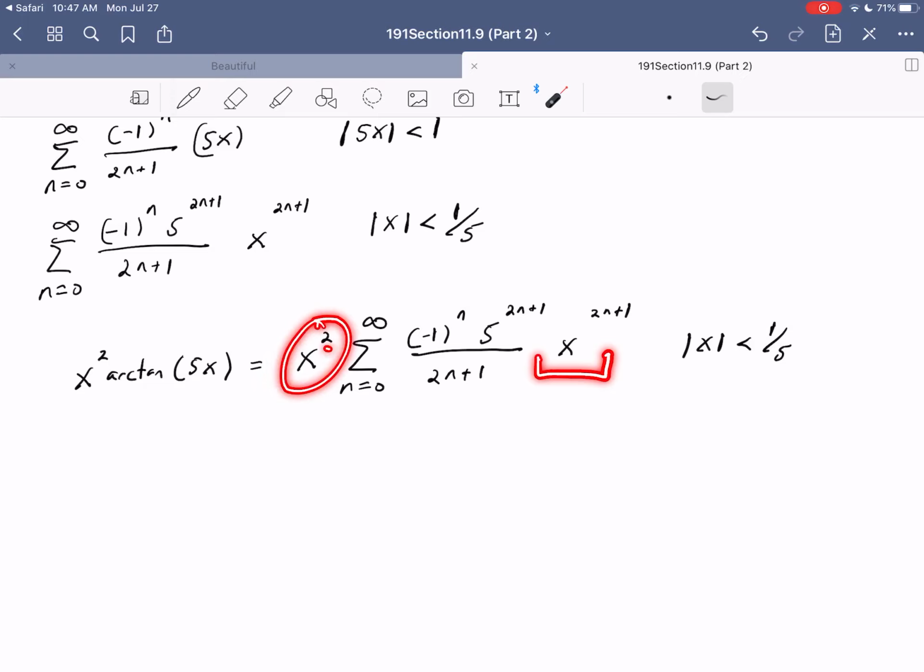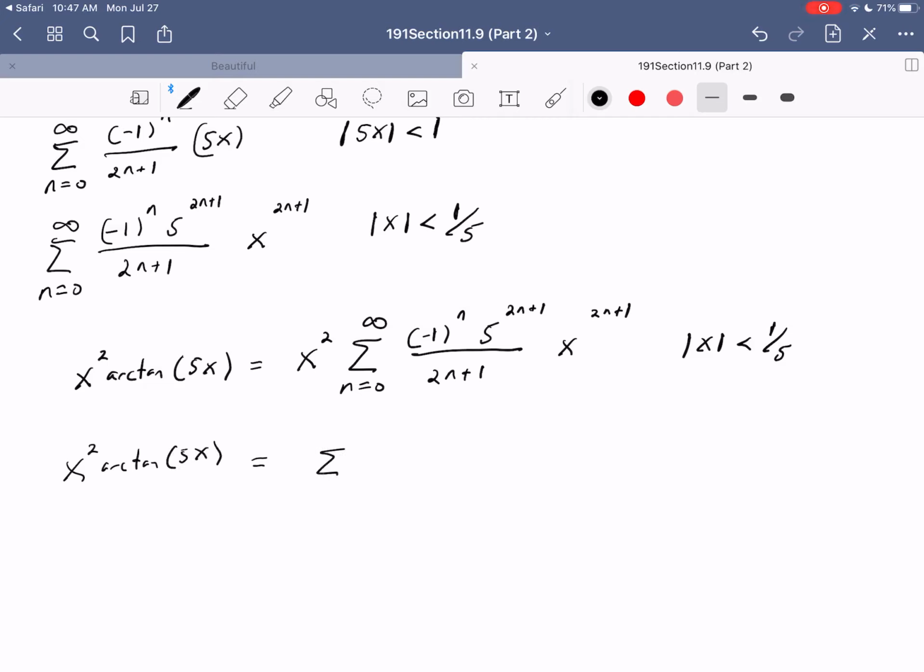It's got an x squared. Since we're multiplying, we add the exponents, 2 and 2n plus 1. Well, it looks like we're going to get that x squared arctan 5x is equivalent to the sum from n equals 0 to infinity, minus 1 to the n, 5 to the 2n plus 1, over 2n plus 1, x to the 2n plus 3, as long as absolute value of x is less than 1/5.